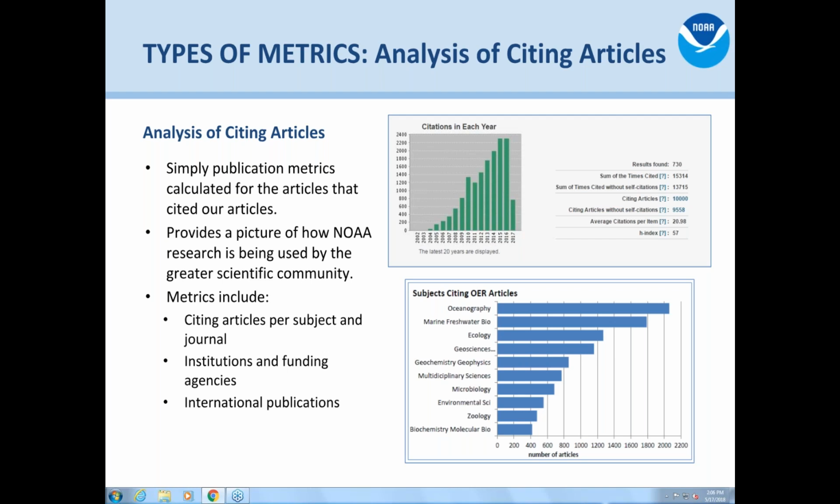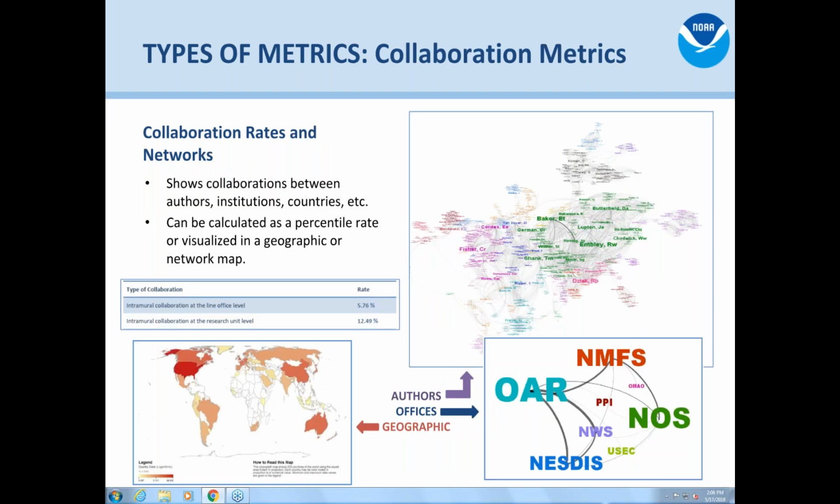So taking a step away from citation-based metrics, we can also talk about collaboration metrics, or who is working together to produce articles. For instance, from this map, you can see that NOAA authors co-author papers with researchers all over the world, except not so much North Africa. So that's an interesting thing to recognize and realize. We can describe collaboration within line offices as a percentage rate, in that almost 6% of NOAA publications in 2017 had inter-line office collaborations, or you can see a visual representation of those collaborations in the lower right corner.